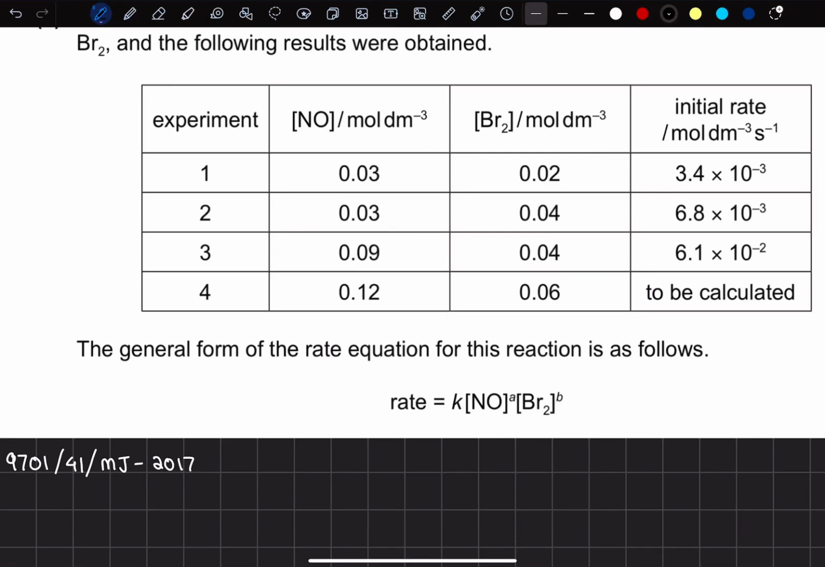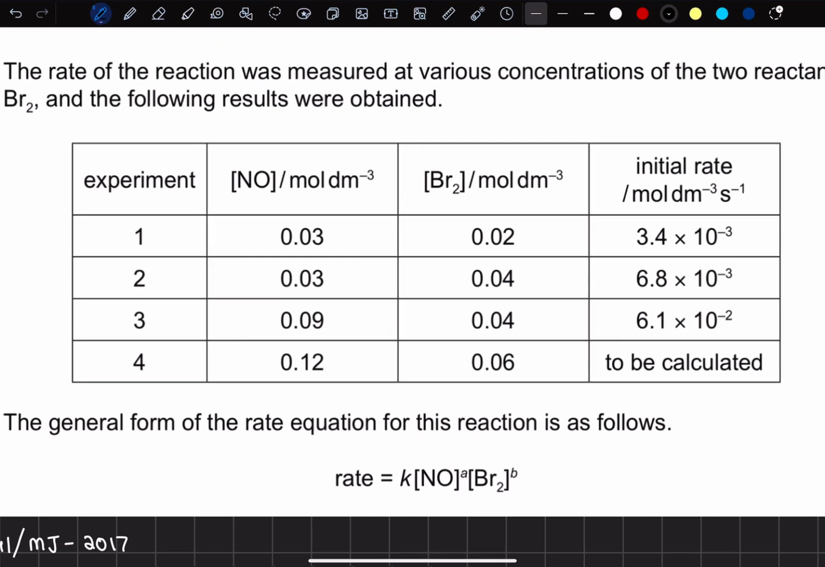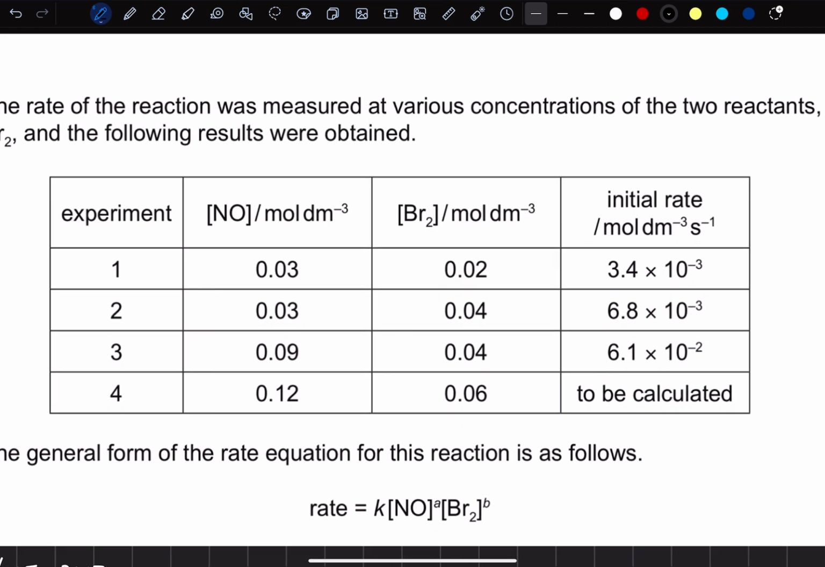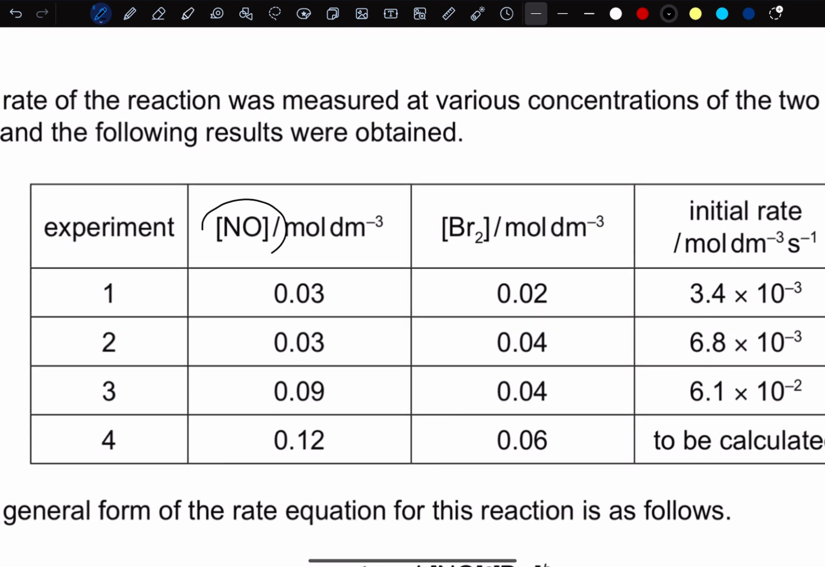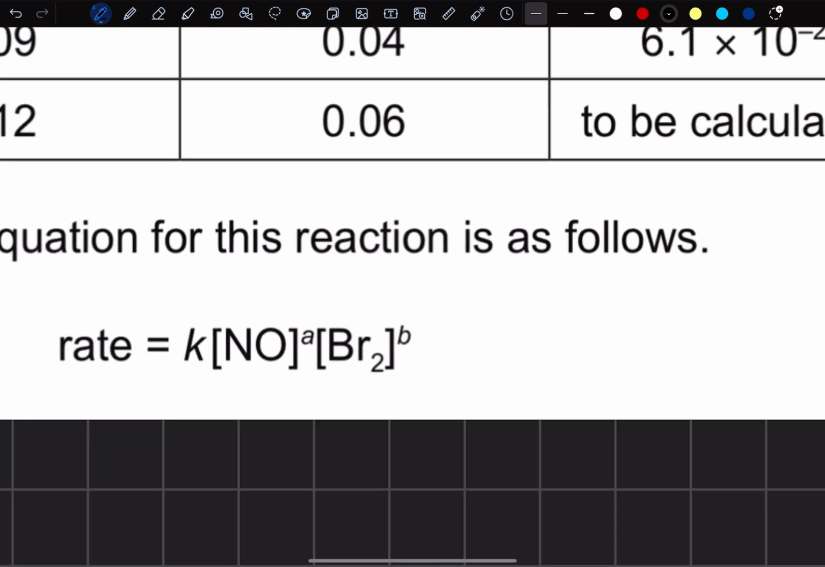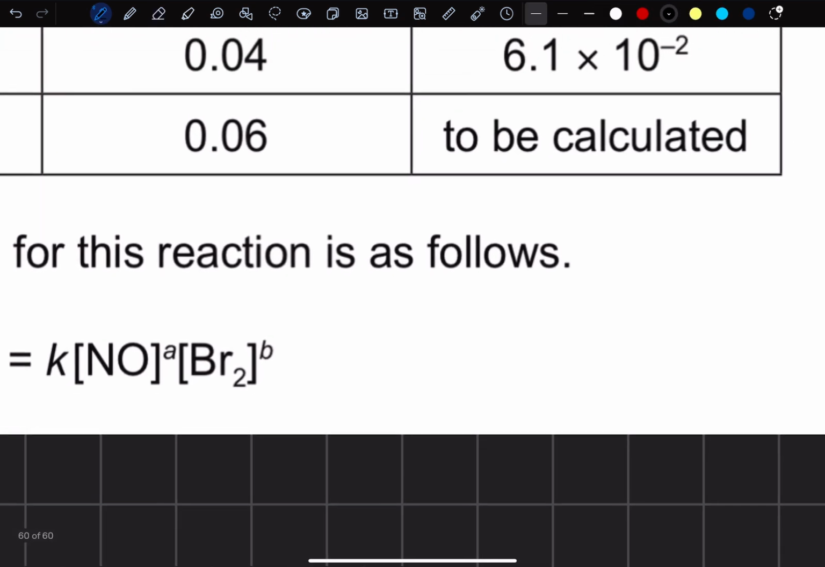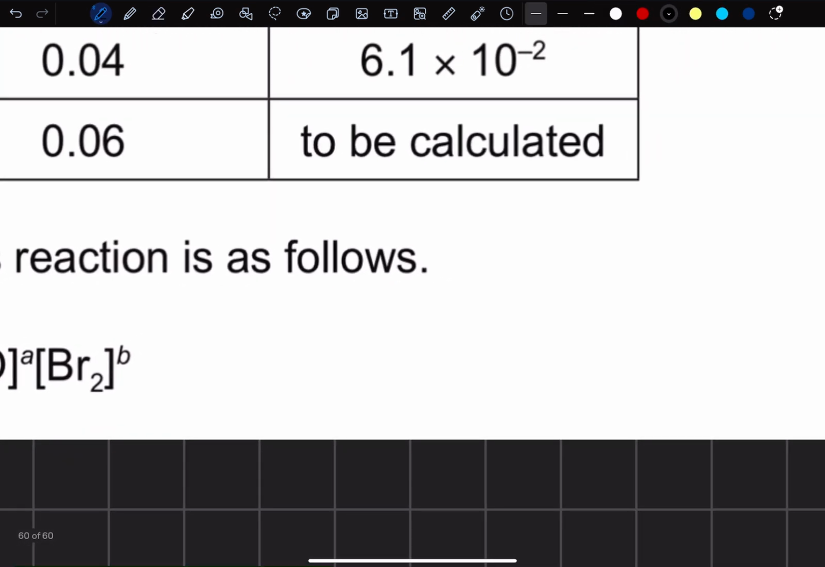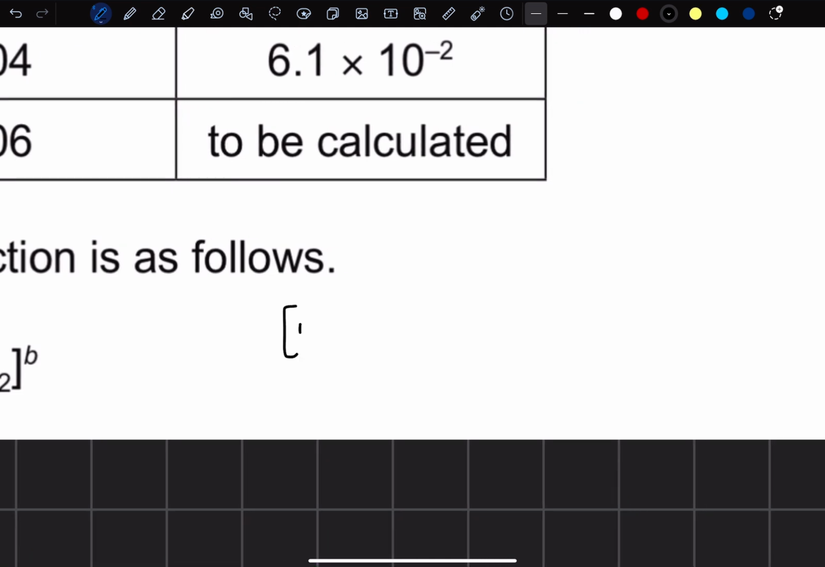Okay, to solve questions like this, number one, you have to understand that you want to find the order for NO and for Br2. And the order is the power to which the reactant is raised. So let's say if Br2 is second order, you write it like this. So this would be the power to which Br2 is raised, okay? So that is the order.